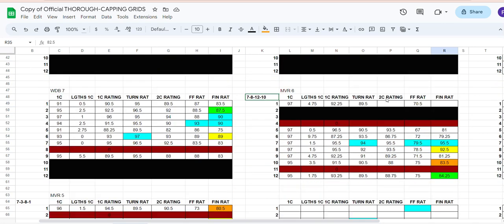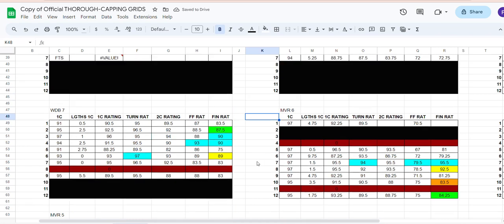Now again, short fields. The 6th race, we had the 7 as our top play. 7, 8, 12, 10. Actually, you know what? Let me check Mahoning Valley 7th real fast.